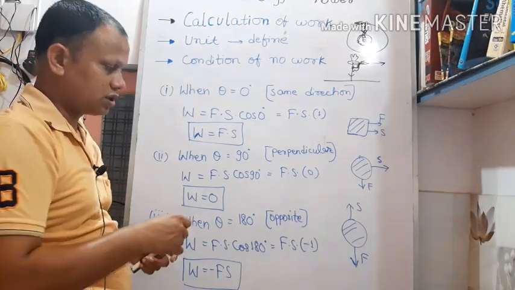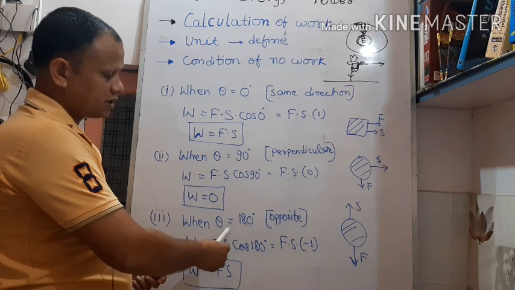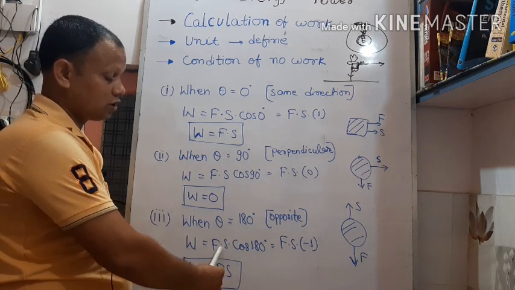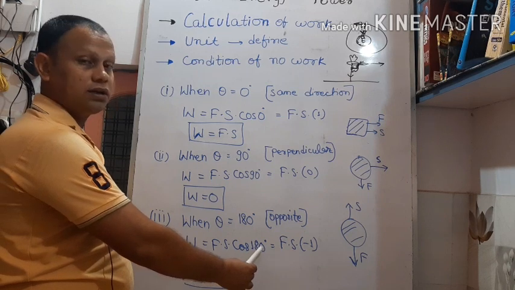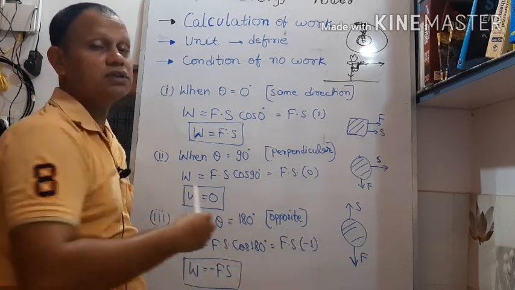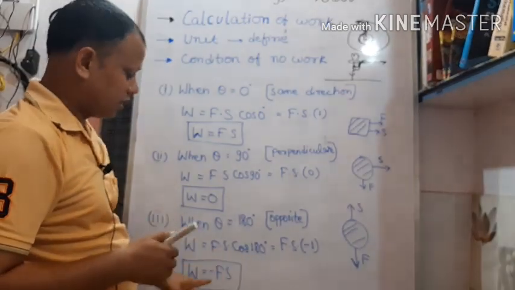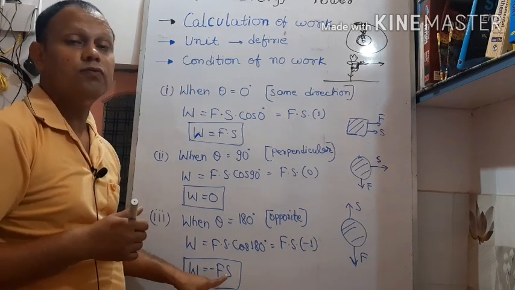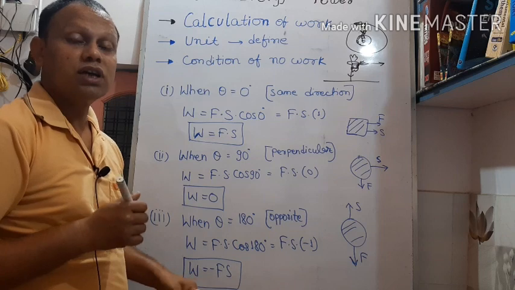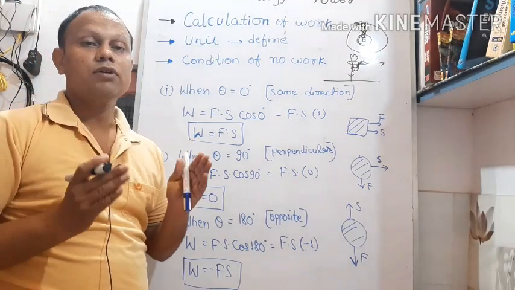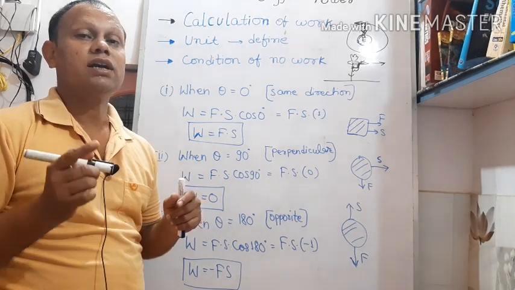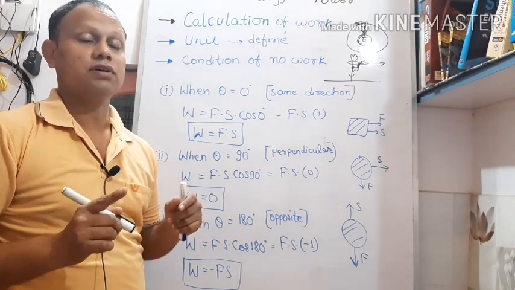In that situation, when theta is equal to 180 degrees, W is equal to F dot S dot cos 180. Cos 180 stands for -1. So finally, what are we getting in the formula for work done? Negative work done. That means whenever force and displacement are opposite to each other, it is always taken as negative work done.